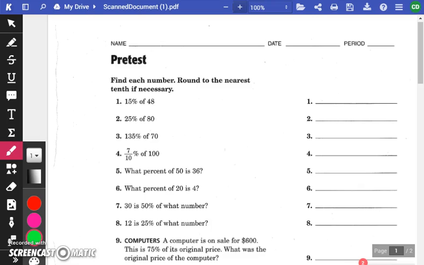Hey guys, so we're now going to focus on chapter 2, which is percents. One of the things I want you to think about when you hear the word percentage is to think of "out of 100." It'll really help you when you start doing word problems and they're asking you about what percent. That's basically what number out of 100.